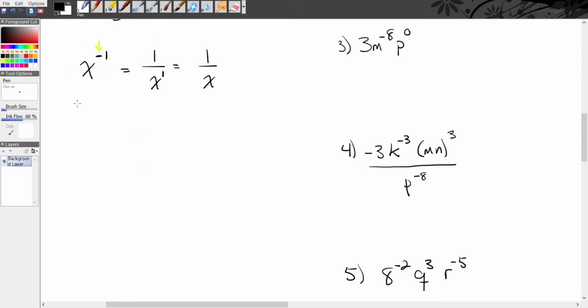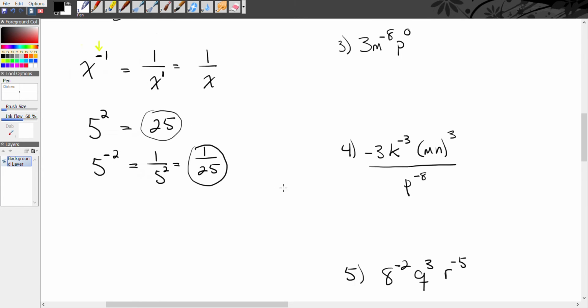It might be easier to understand using actual numbers. If I say 5 squared, you know what that is: 5 squared is 25. So what's 5 to the negative second power? It's the reciprocal of 5 to the second power. So I can write this as 1 over 5 squared, or just the reciprocal of 25, which is 1 over 25. So 5 to the second power is 25, and 5 to the negative second power is 1 over 25.